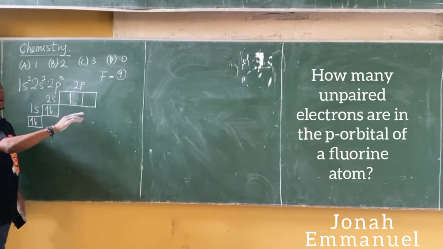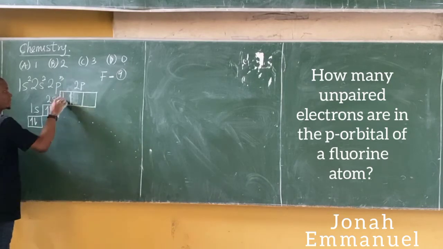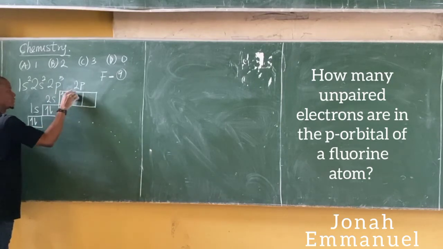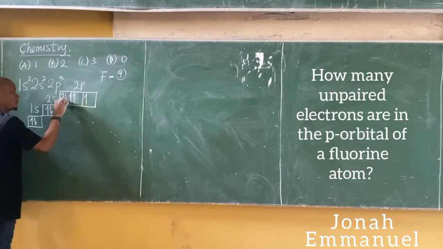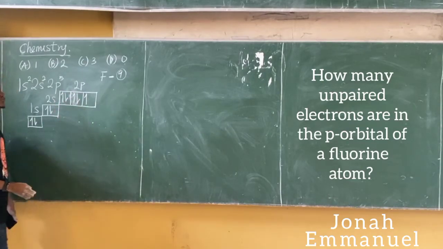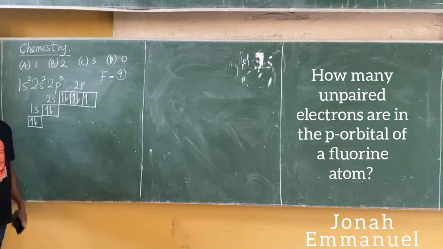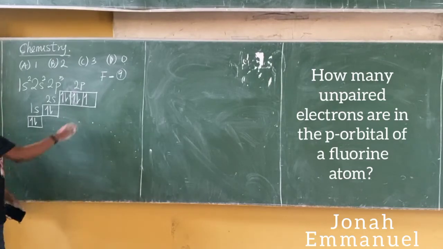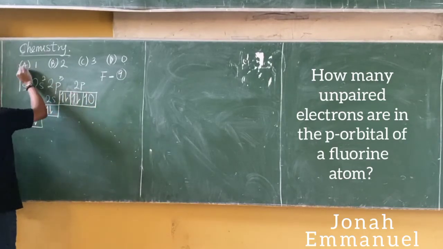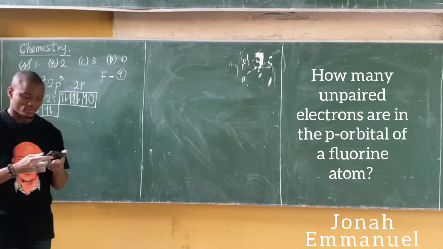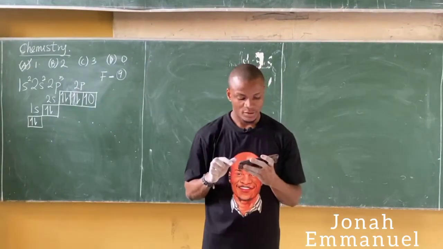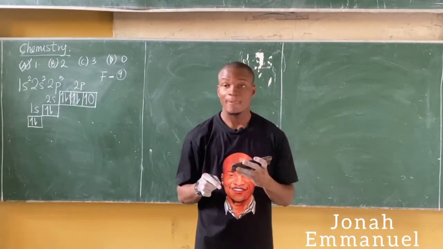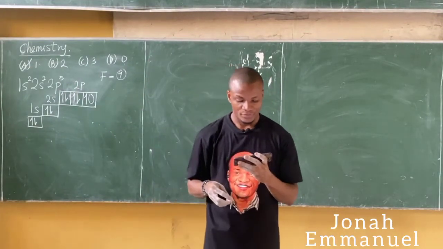I'm going to fill off first. And you see what there? 1, 2, 3. Fill off first, then 4 and 5. He asks you how many unpaired. How many unpaired here? Just 1 unpaired. My answer is 3. 1 unpaired. The answer is number 2.